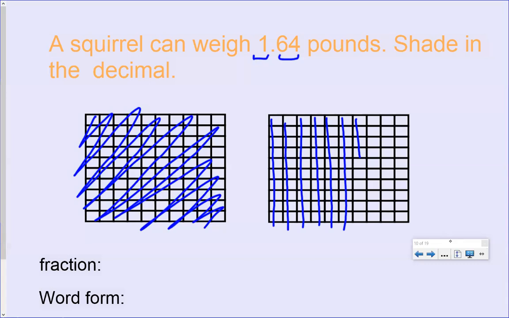Guys, if this said the squirrel can weigh 7 pounds, which that wouldn't be a squirrel, that'd be a cat, I'd have to shade in how many whole grids? 7. So that was perfect, John. This over here, your whole number tells you how many whole grids you have. To the right, that's your part of a whole. So I got a couple of those we can look at.